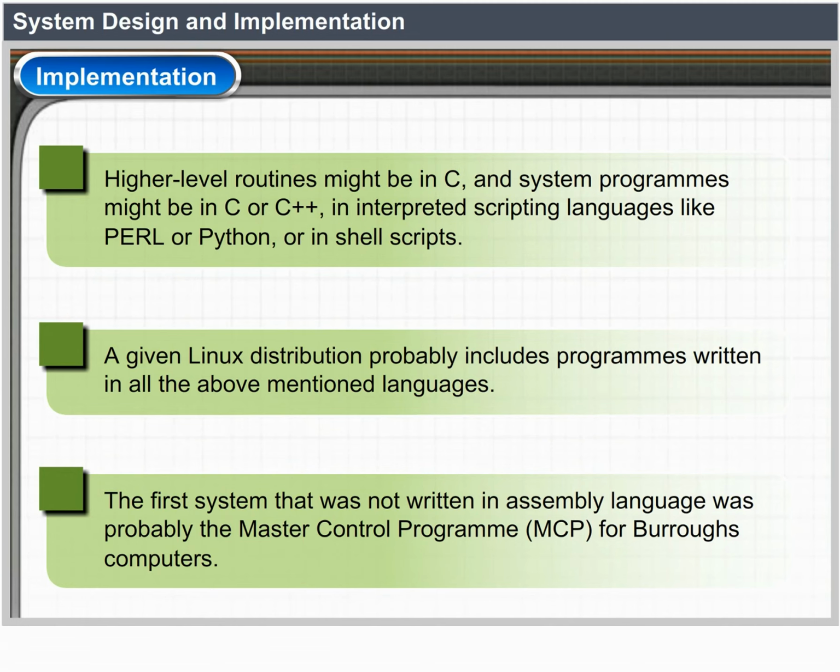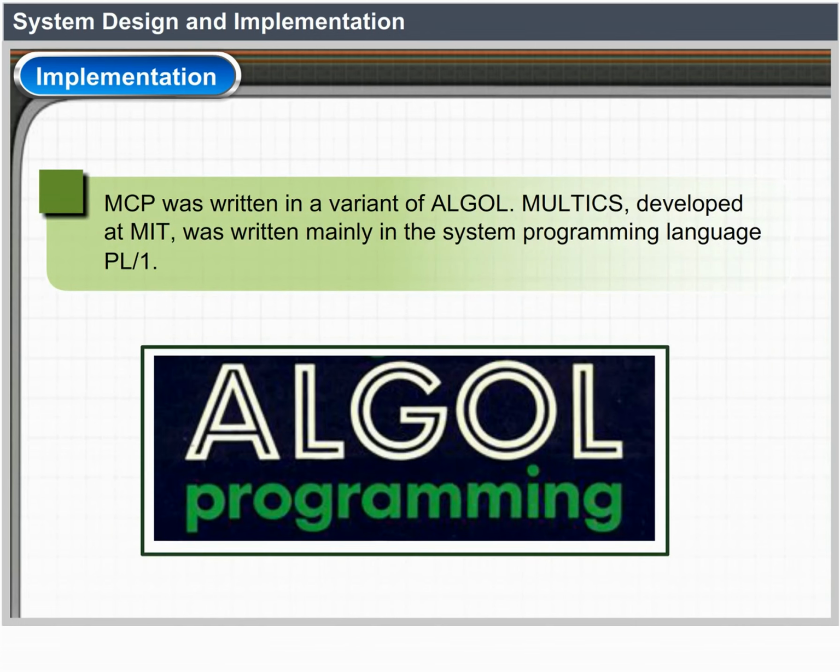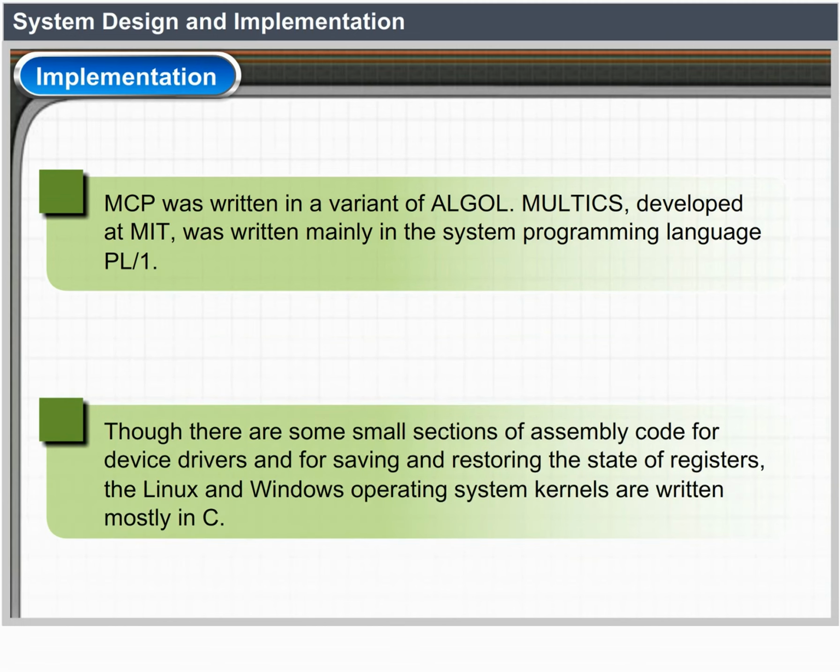MCP was written in a variant of Algol. Multics, developed by MIT, was written mainly in the system programming language PL/1. The Linux and Windows operating system kernels are written mostly in C, although there are some small sections of assembly code for device drivers and for saving and restoring the state of registers.